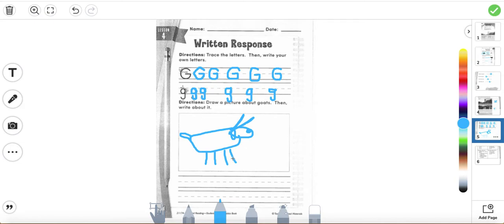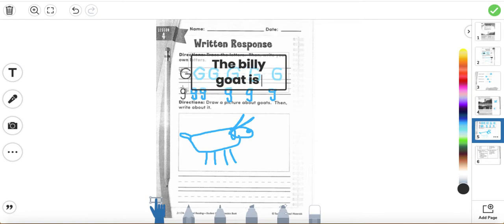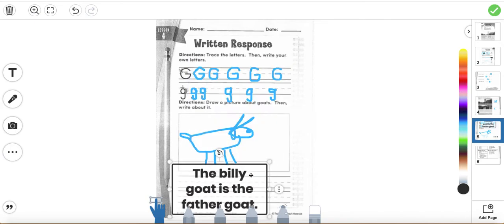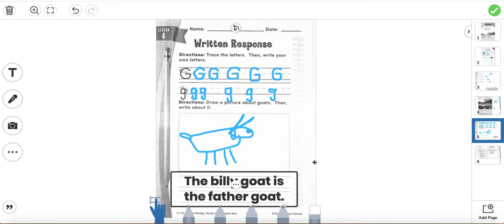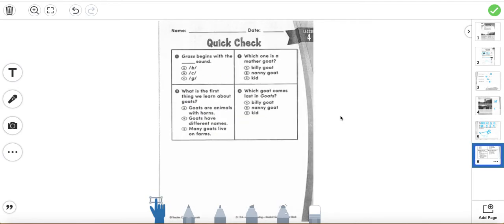So I'm going to write about the billy goat. I'm going to say the billy goat is the father goat. And if you draw about the kid or the nanny goat, you can write about them. Okay, we're going to go ahead and move on to the next page. This will be the last one for the reading.